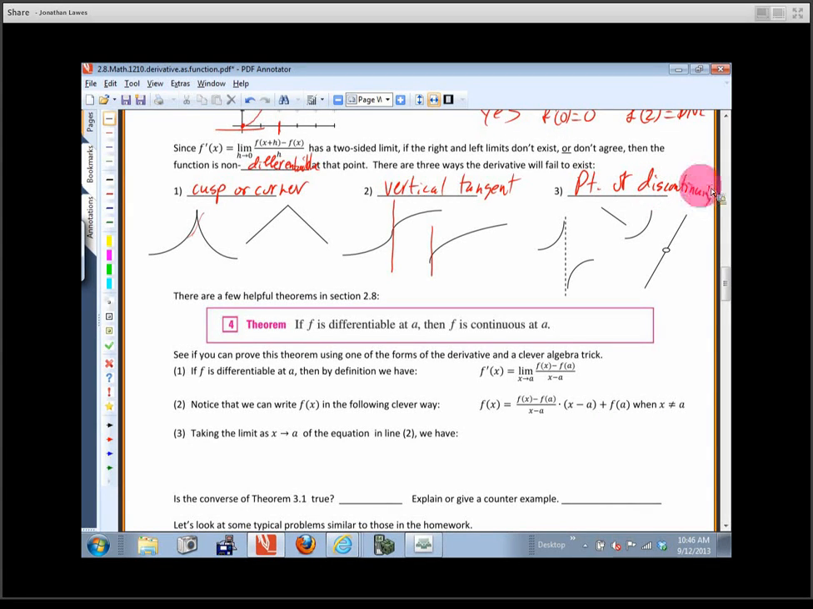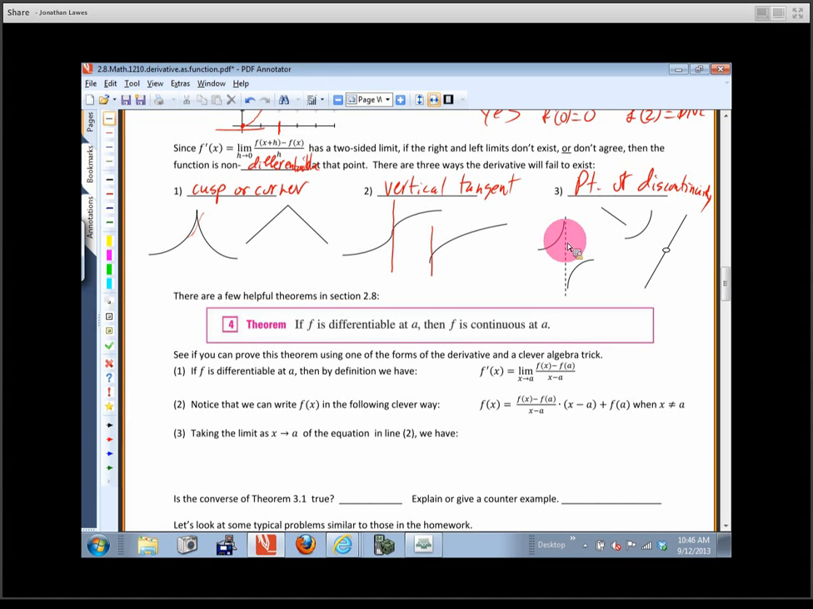Okay? A point of discontinuity. And that can happen a couple of different ways. We can have a vertical asymptote. The two pieces are not connected. We can have a jump. The two pieces are not connected. We can have a hole. The two pieces are not connected. Okay? So it's not going to have a derivative there if the function isn't defined there.